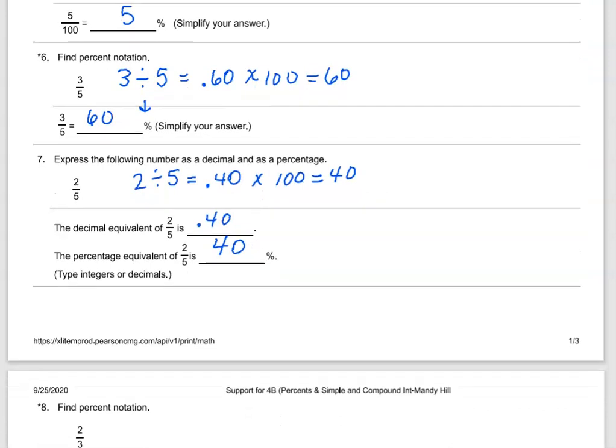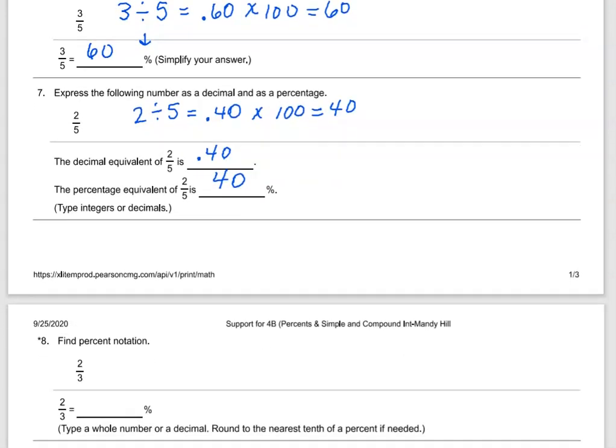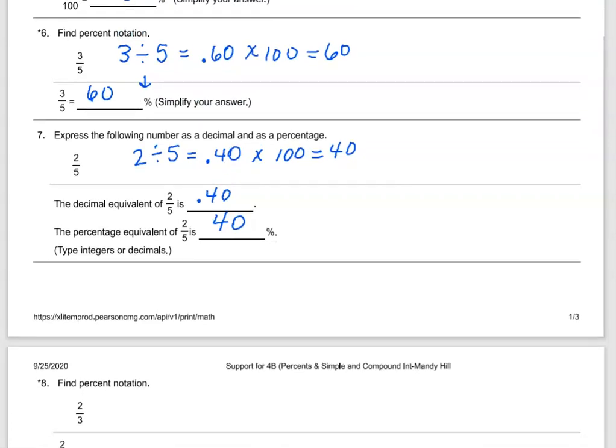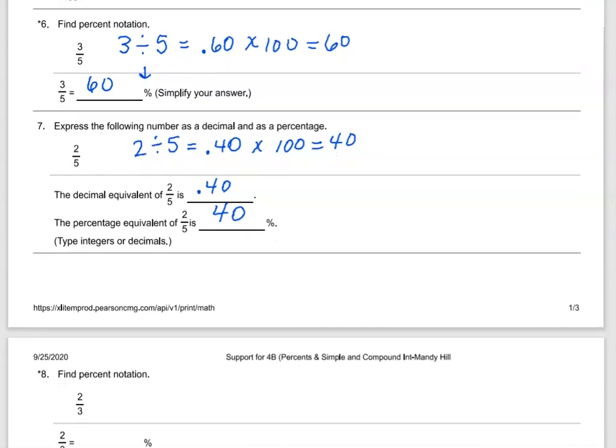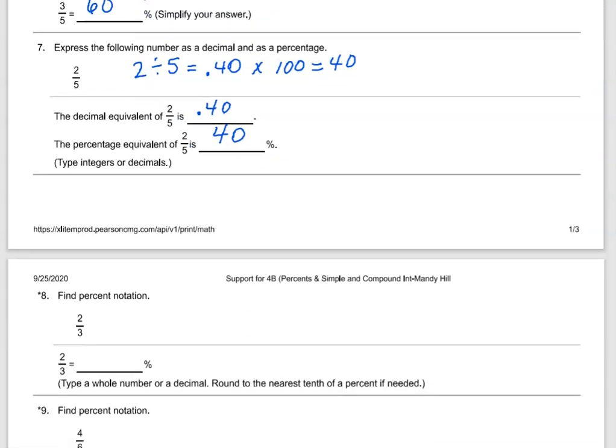And that's kind of what the support is for, going over things that you need to know before you're able to do the real lesson, because you're going to struggle if you don't know how to do this in the real lesson. So on problem number 8, it's got find or put in percent notation.